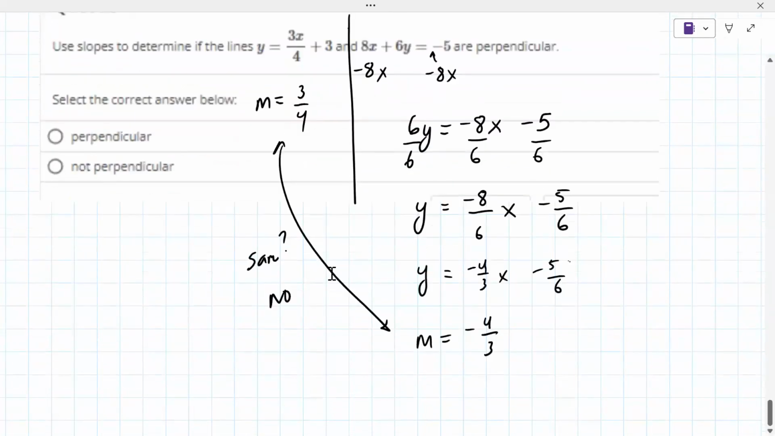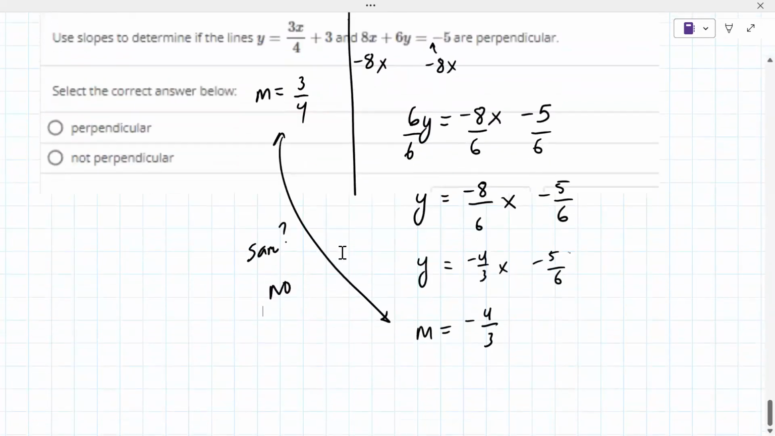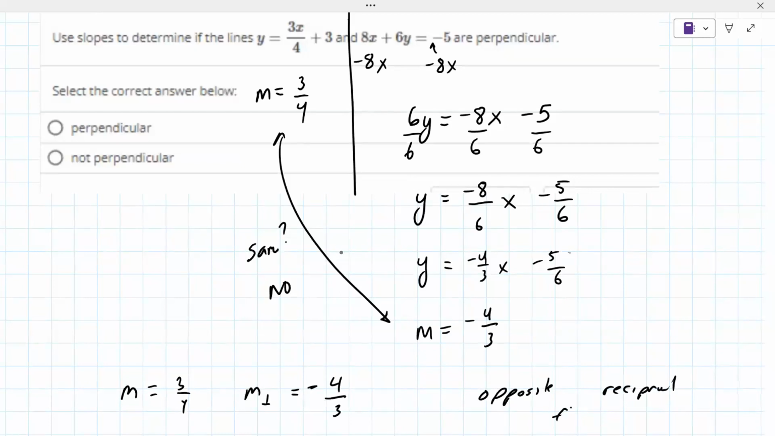Now perpendicular is a little different. Perpendicular means that you take one of the slopes, you flip it, and then negate it. So you'll see things in class like opposite, reciprocal, flip, negate, something like that. So yes, these are perpendicular. Okay, we're going to stop there for today.